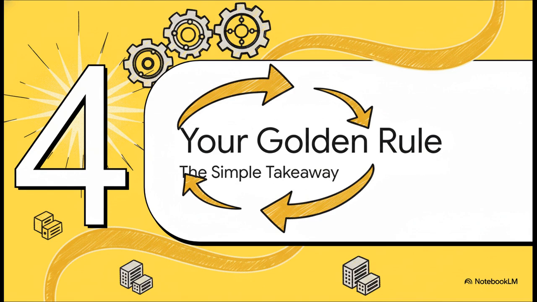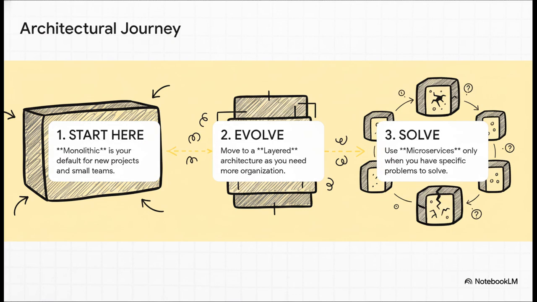So after all these factors, all these examples, what's the one golden rule you should walk away with? Here it is. This should be your roadmap. Your default choice for any new project should be a monolith. Start there. As the system gets bigger and you need better organization, okay, evolve it into a layered architecture. And only, and I mean only, when you are facing specific, painful problems with scale or deployment speed or team size, only then should you think about breaking off a microservice to solve that one specific problem.